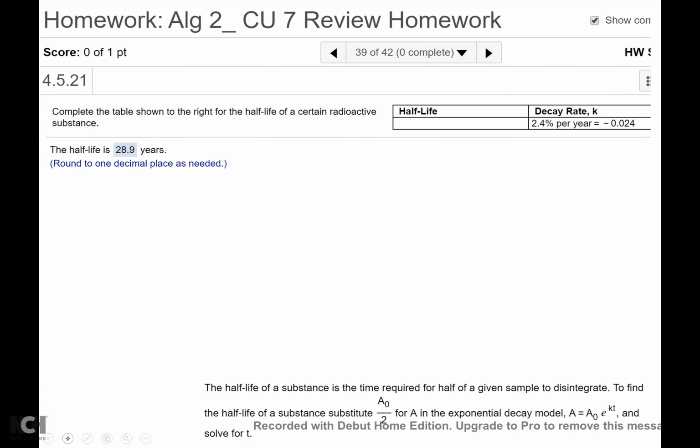Okay. Alright, complete the table shown to the right for the half-life of a certain radioactive substance. Well, we've got the decay rate, okay? So if we use this, again, half-life, you're saying when is half of the original amount, and I just picked 1, that would be a half left, e to the negative 0.024t. Alright? When will there be half of the, you could pick anything. You could do 10 and 5, you could do 300 and 150, you could do 50 and 25, whatever. But it's always going to come out to 0.5 on the other side anyway. Alright, I could divide by 1, but I don't need to.